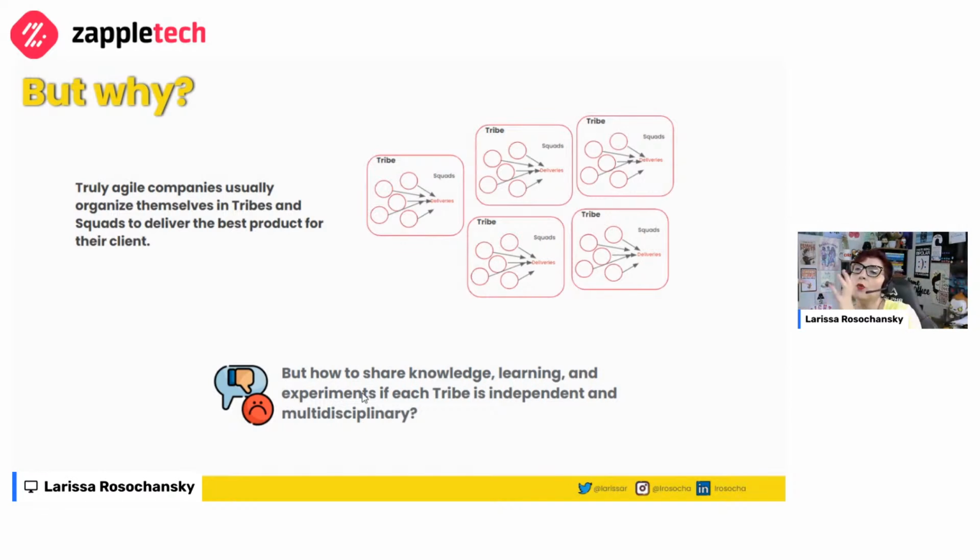So they all work independently, they are multifunctional, and they all work towards the best product for their customer, their client, and they are focused on this. But how can we share all the knowledge, all the learnings, all the experiments that all of those tribes are doing, if all of these tribes are independent and multidisciplinary? So this is something that I have faced.